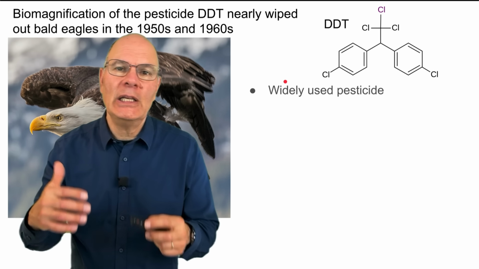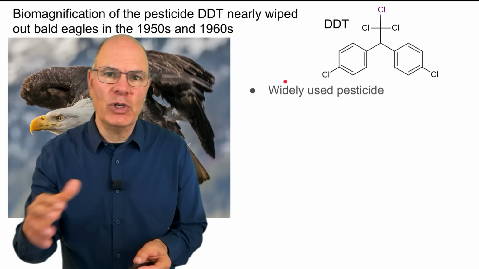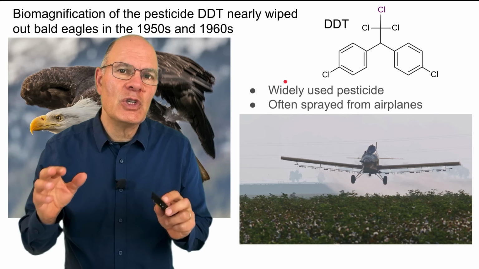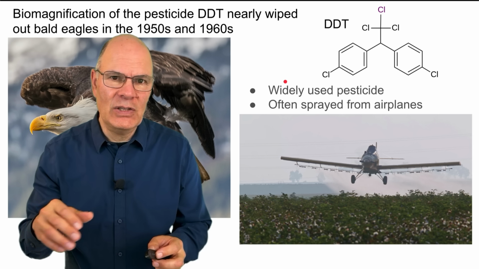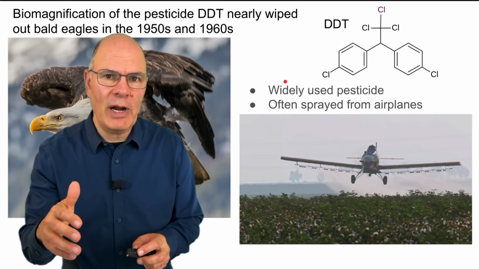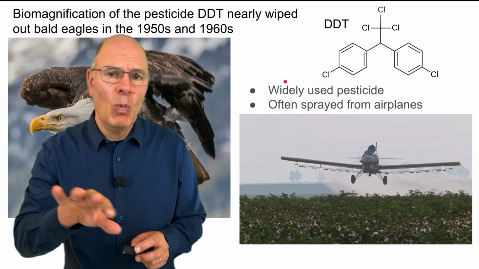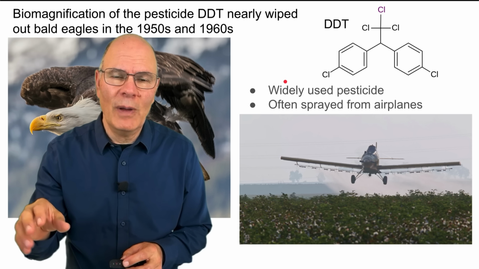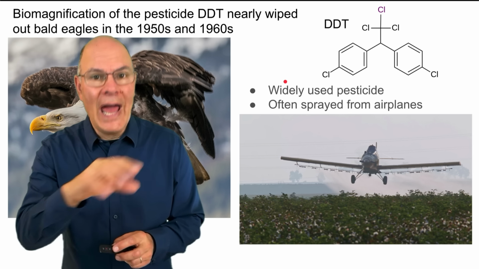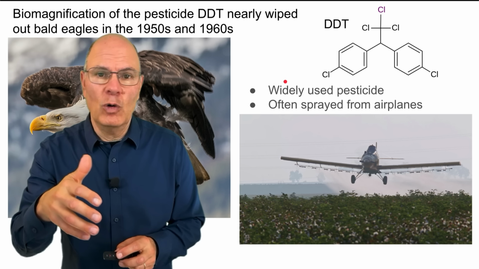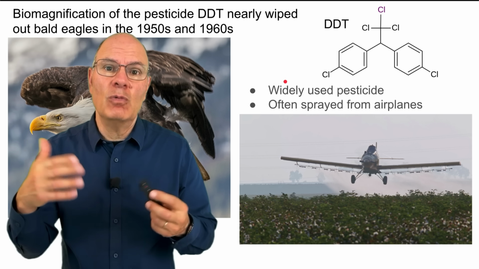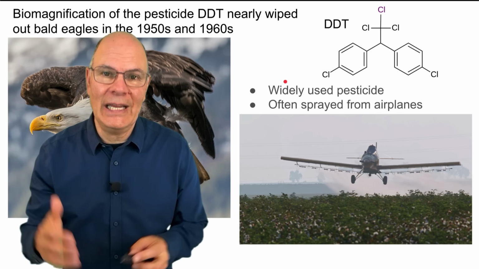DDT was a widely used pesticide, in other words, a chemical used for insect control, and it was often sprayed by planes. And you can see how this aerial spraying would lead to two things. One is that some of the spray could directly enter adjacent waterways, and the other is that agricultural runoff, whenever it rained, would carry some of this DDT into adjacent rivers and streams and lakes.